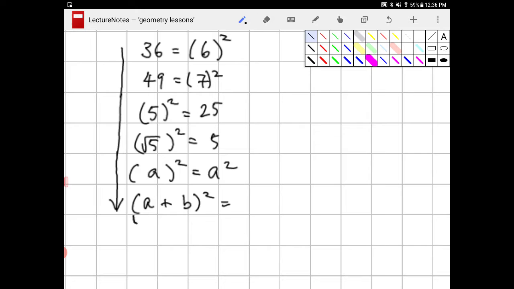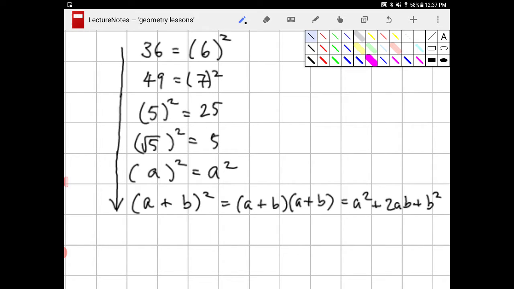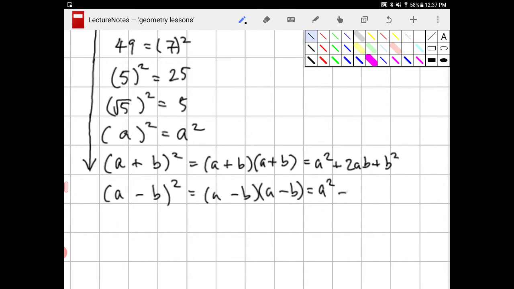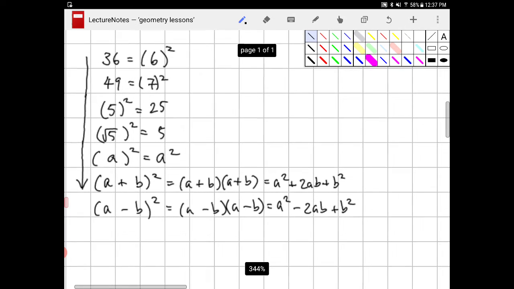So what will this look like for this to be a perfect square? Well, on the other side, we'll have to FOIL. If we FOIL a plus b quantity squared, a plus b times a plus b, we'll end up with a squared plus 2ab plus b squared. Similarly, this is also a perfect square. We're multiplying a minus b with a minus b, and that gives us a squared minus 2ab plus b squared. So all of these are perfect squares.